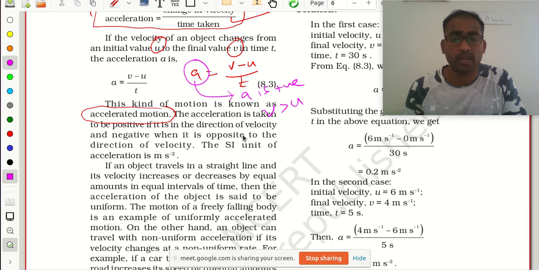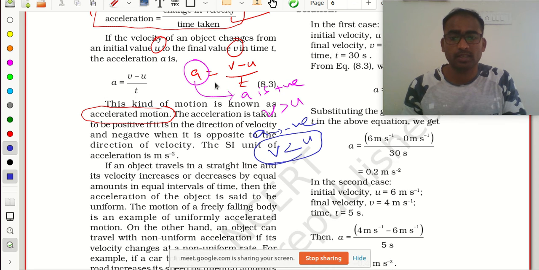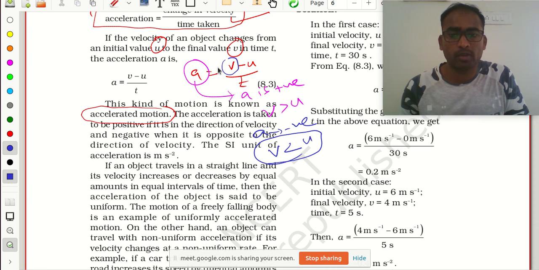And acceleration is negative when v, our final velocity, is less than our initial velocity u. When acceleration is positive and when acceleration is negative: when our final velocity is more than our initial velocity, then I can say acceleration is positive.